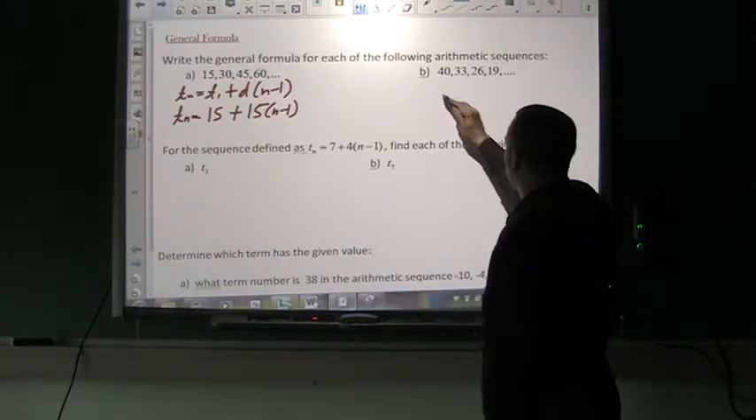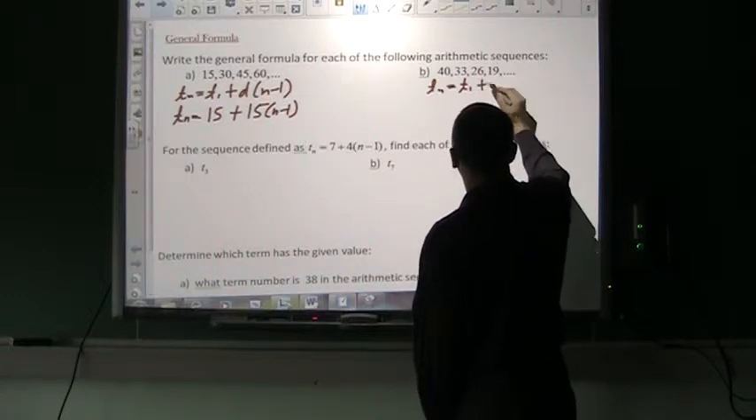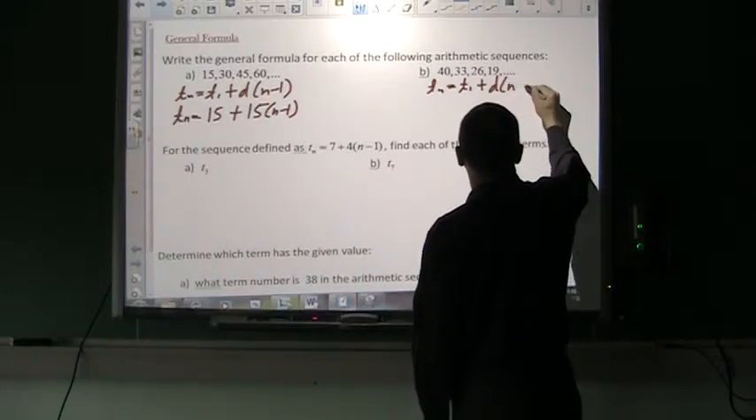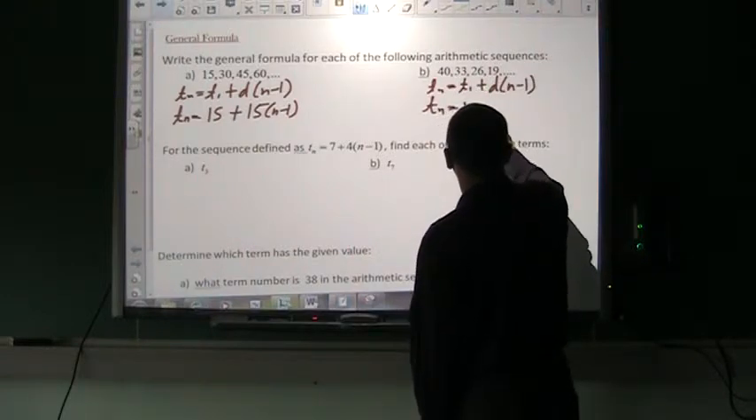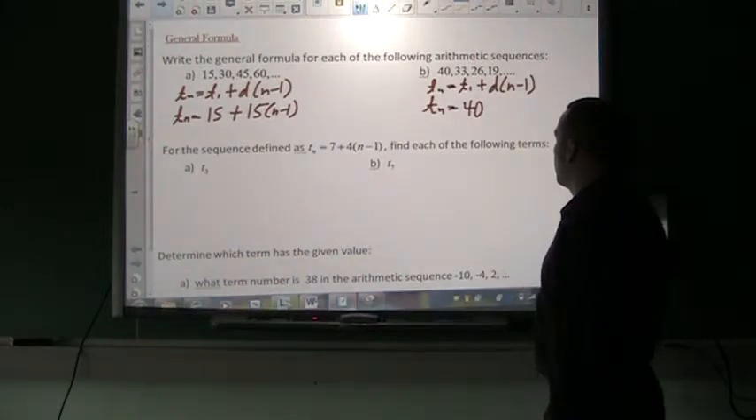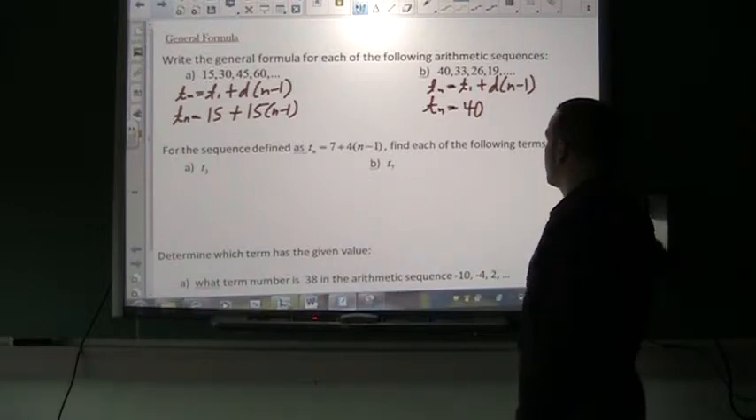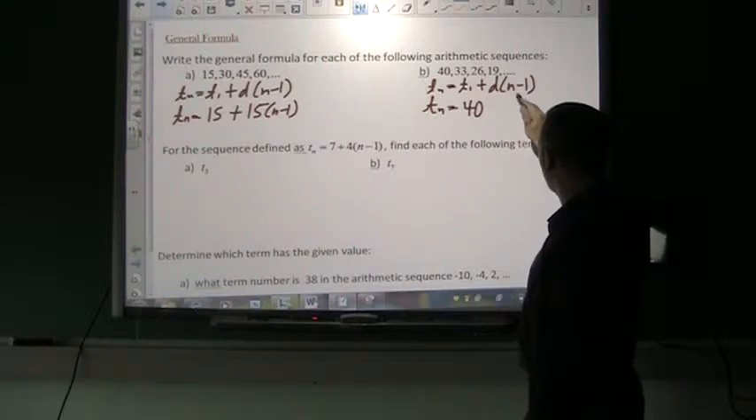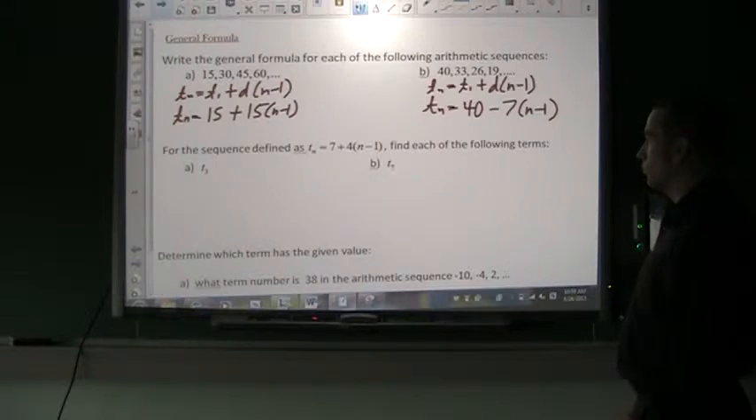This one is a little different. So again, I'll write down the general formula. Tn equals T1 plus my common difference times (n minus 1). So for this one, my first term is 40. And then my common difference, how much am I adding every time? Well, I'm adding a negative 7. There are a couple of different ways you can write this. You can say plus a negative 7 times (n minus 1). But plus a negative means to subtract. So I'm going to write it as minus 7 times (n minus 1). Fairly straightforward.